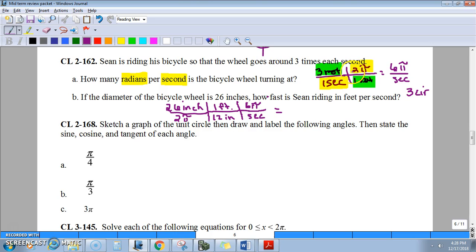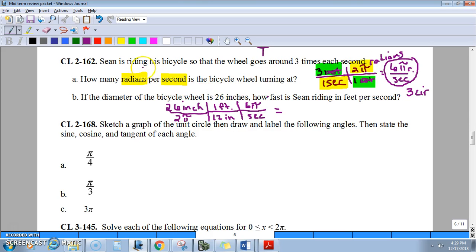And I know that there are 2 pi radians, right? You could put radians there if you wanted to, radians, in 1 rotation of a circle, and my rotations cancel. So I get 6 pi radians per second. So that's my speed in radians per second, and that's what it was asking me for, okay?